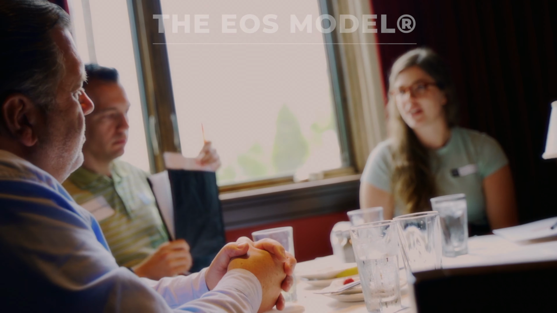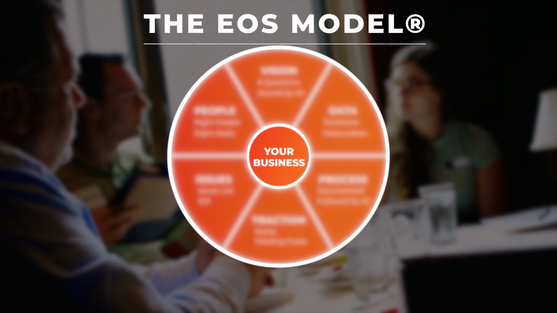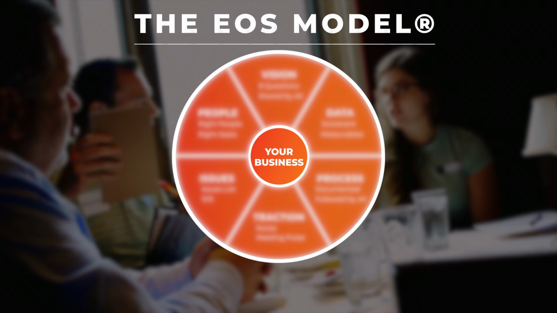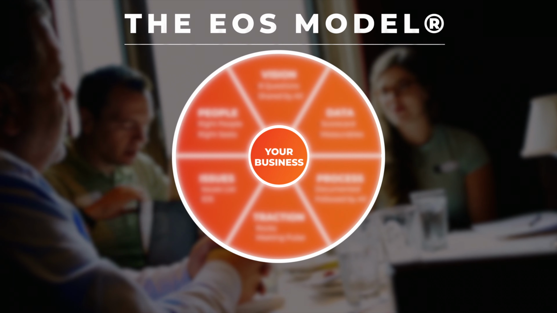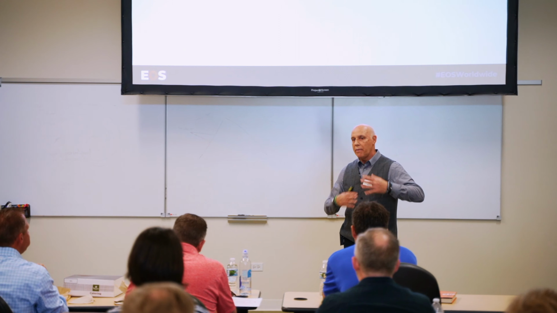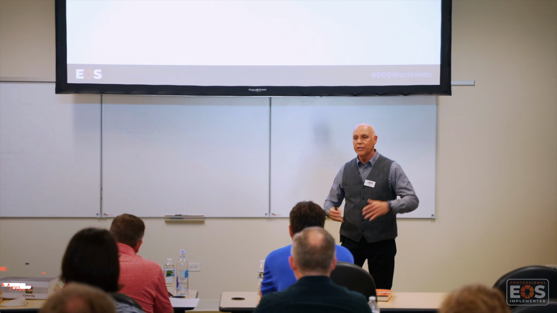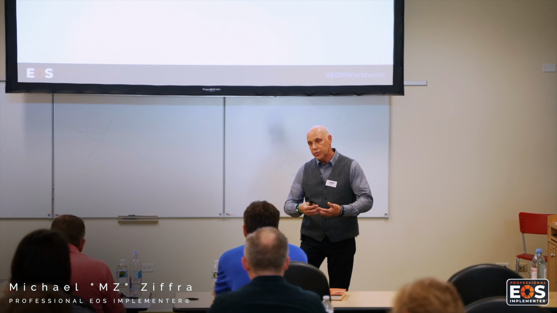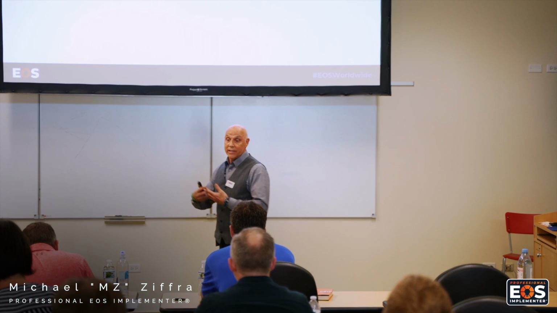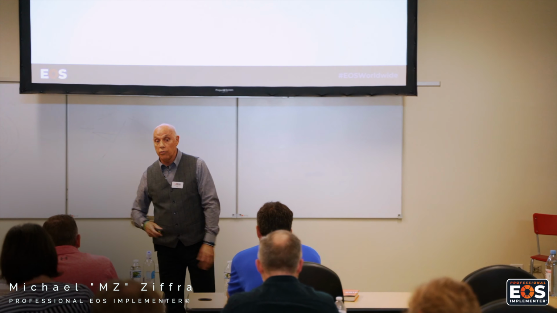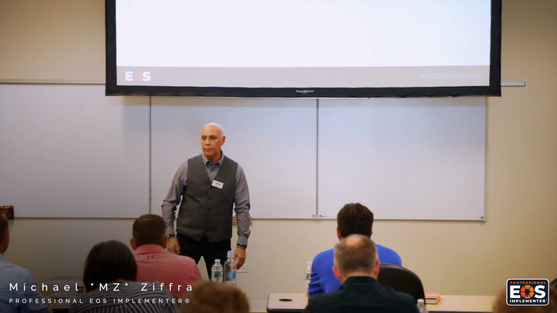The EOS model is made up of 6 key components, and I'm going to run through those components at a high level at first, and then I'll circle back and talk about the tools and disciplines that I use that will help us get control and answer all those frustrations within our business.